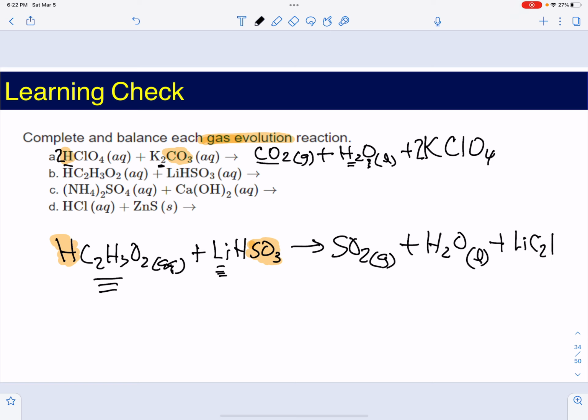So you gotta know your polyatomics so you can recognize them right away. And anything with an acetate is gonna be soluble, so aqueous. So let's make sure it's balanced now.